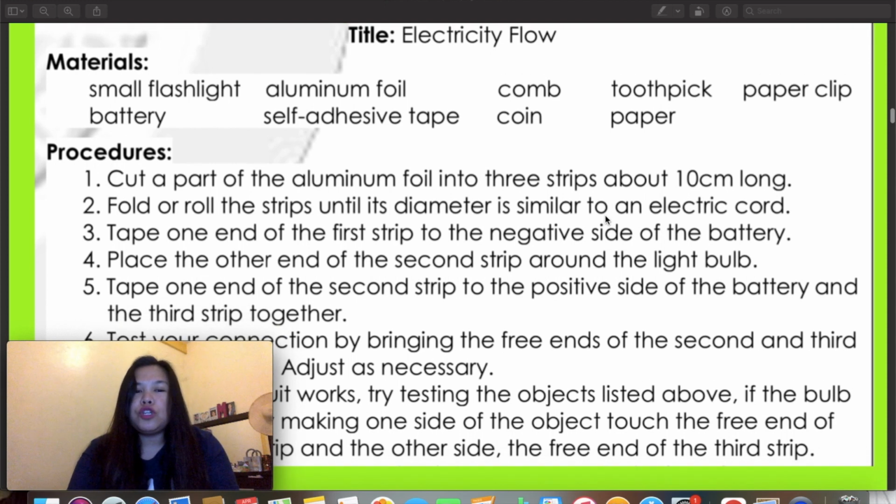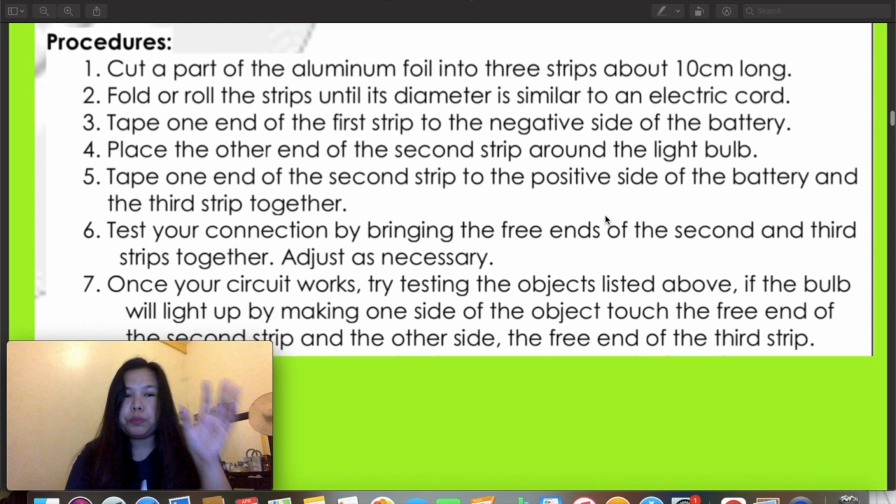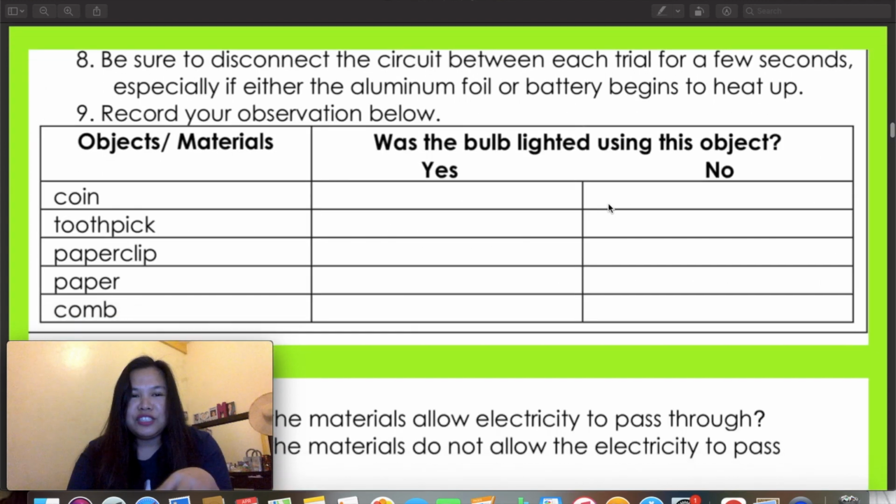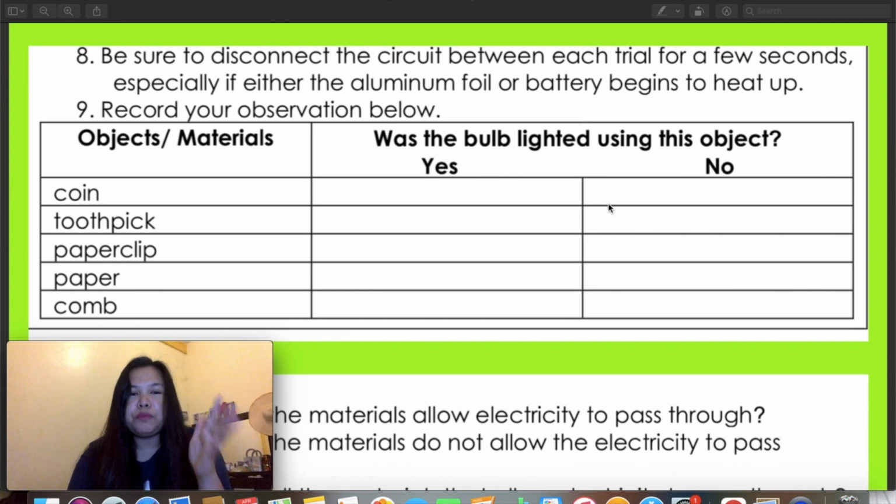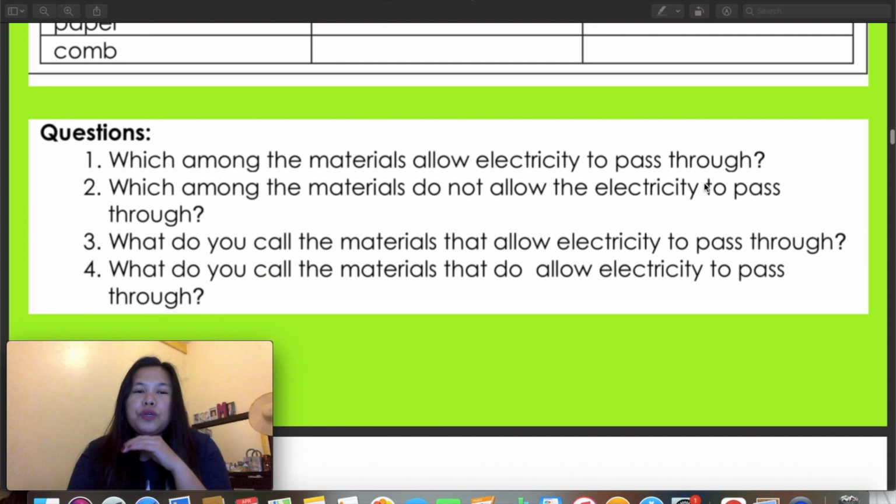So, you need to follow the instruction or the procedure in your activity. In number 9 of the procedure, record your observation below. So, there are the objects or the materials. Then, was the bulb lighted using this object? You have to check na. You copy this table in your answer sheet or your activity sheet. So, you have to check kung umilaw ba or hindi. Then, you have to answer the questions. There are 4 questions.